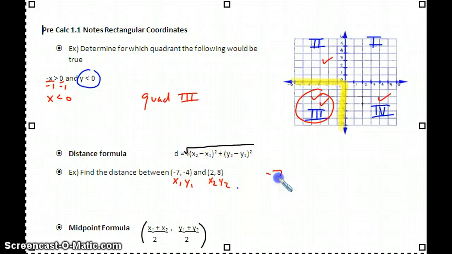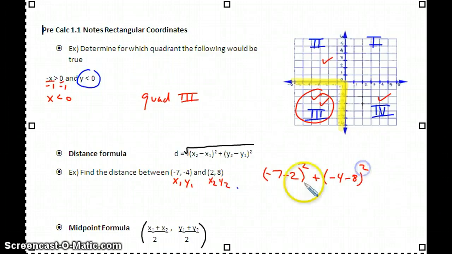So negative 7 minus 2. Now I know that the formula says x2 minus x1, but I chose to write it the other way, x1 minus x2. That doesn't matter. As long as you're taking the two x values and subtracting them, and taking the two y values and subtracting them, you're going to get the same answer. So we'll subtract the x's and square it, add to that the y values being subtracted, and square that, and then we take the square root of that.